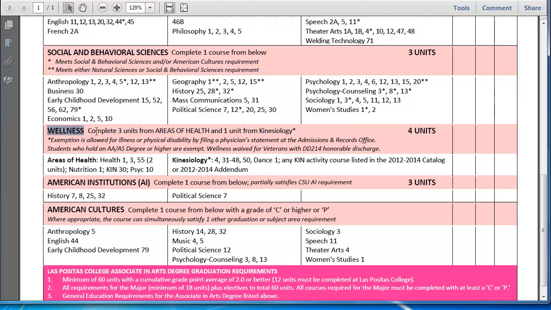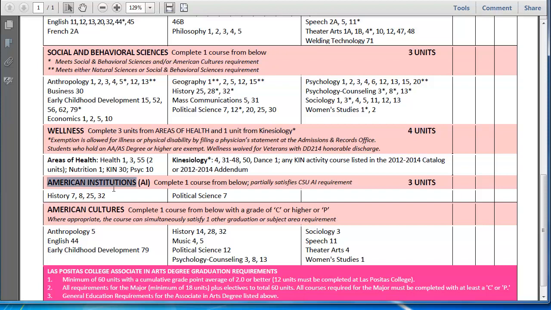In the area of wellness, you're going to complete 3 units from area of health, which means any one of these courses. I would recommend Health 1 or 3, Kinesiology 30, Psych 10, or Nutrition 1. I would not recommend taking Health 55 because that's only 2 units, which means you would have to take another additional course here. So again, remember, minimum of 3 units from area of health and 1 unit from PE, kinesiology, so any PE activity class, for a total of 4 units.